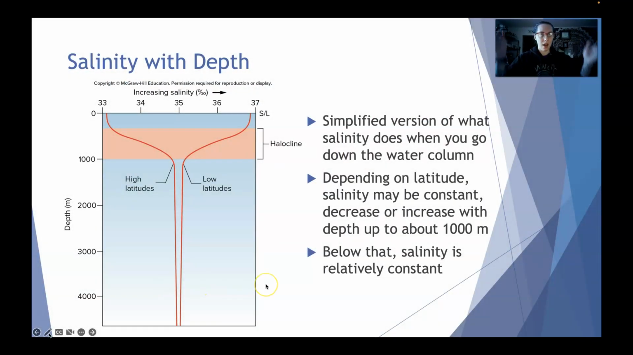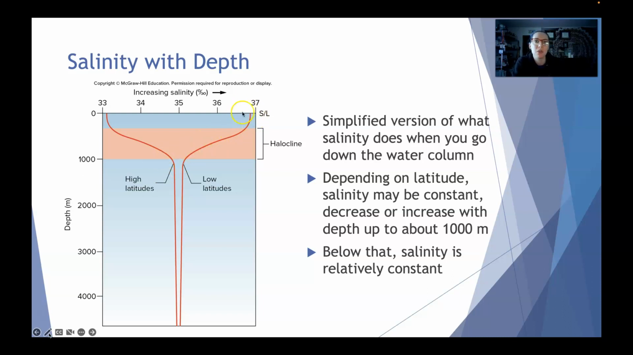So starting with salinity. This is a very simplified version of what salinity does as we go down the water column. So we have increasing salinity on our upper x-axis and depth on our y-axis, again with the top part here being where the surface is, and we go down further. Depending on latitude, the salinity may be constant, it may decrease, or it may increase with a depth of up to about 1,000 meters. But below this, the halocline, right, the salinity stays pretty well the same.